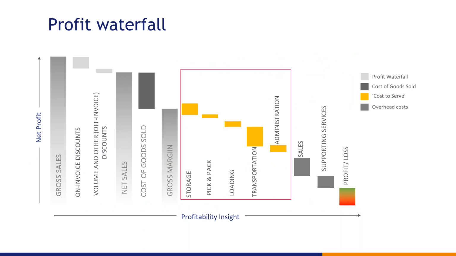This waterfall graph corresponds to an alternative presentation of the profit and loss account of your company. We start from the gross sales value. We deduct the discounts, the cost price of the goods, and the logistic costs. The result is the profit or loss of your company.